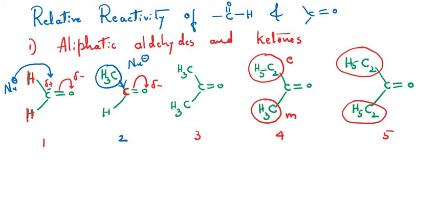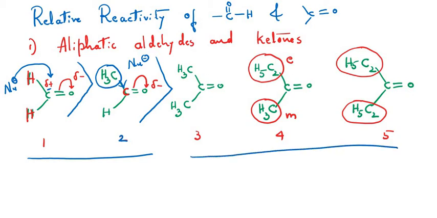So from this we can say that aliphatic aldehyde, particularly formaldehyde, is much more reactive when compared with acetaldehyde. Similarly, these two, that is 1 and 2, are nothing but aldehydes. But if I speak of the next three, that is ketones, 3, 4 and 5, here you can see that there are two alkyl groups.